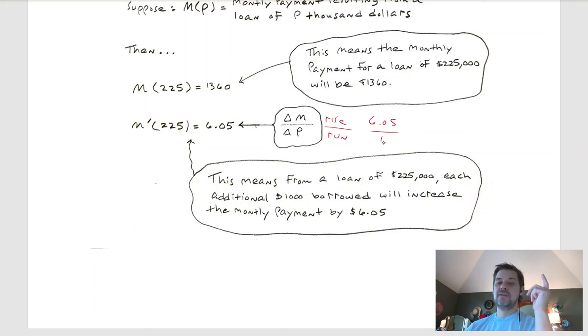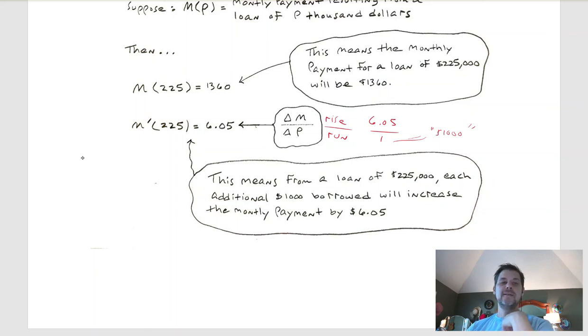So if P increases by 1, that means it increases by $1,000. Increasing the amount that we borrow by $1,000 will cause this other variable M to increase by $6.05. But that other variable is the payment. So if you run by 1, you have to rise by 6.05. You might also see it said that if P changes by 1, M will change by 6.05. In the delta notation, delta means change, so sometimes people write that. Same thing as rise over run. So that's how we can figure out the interpretation of any derivative.